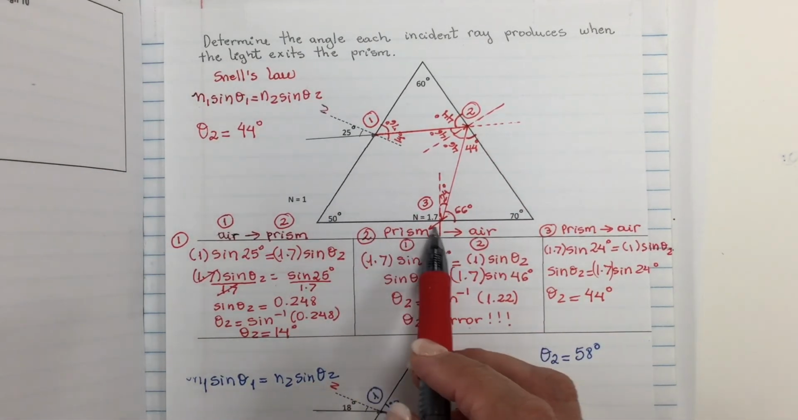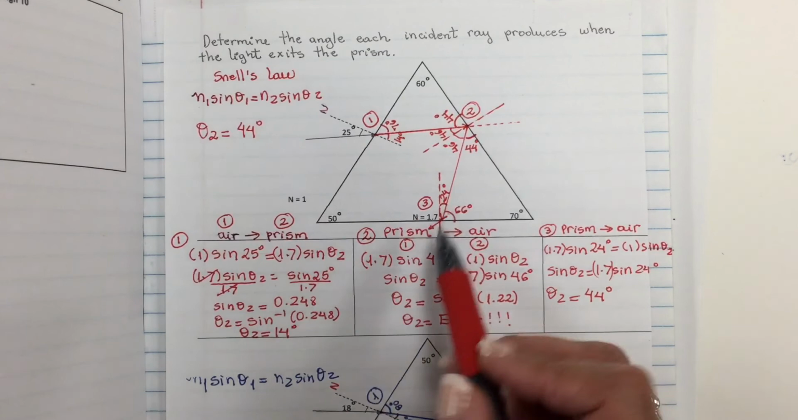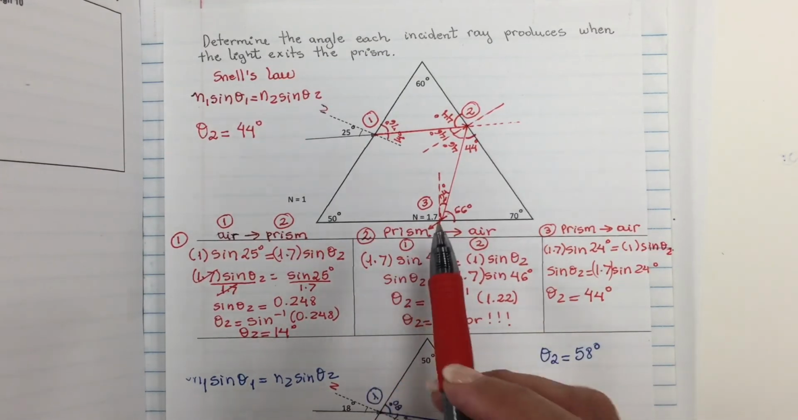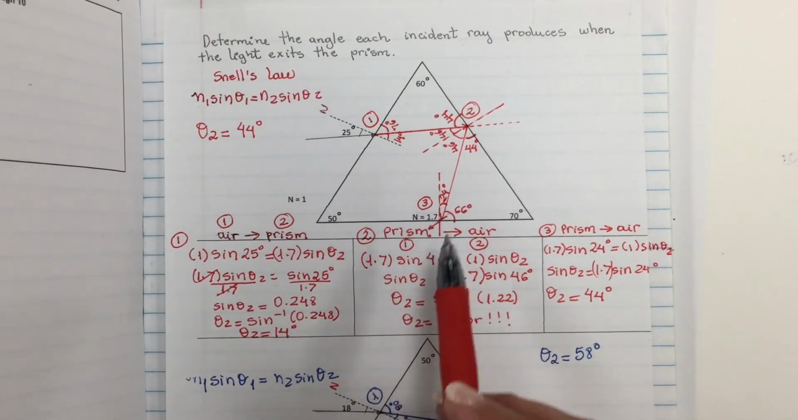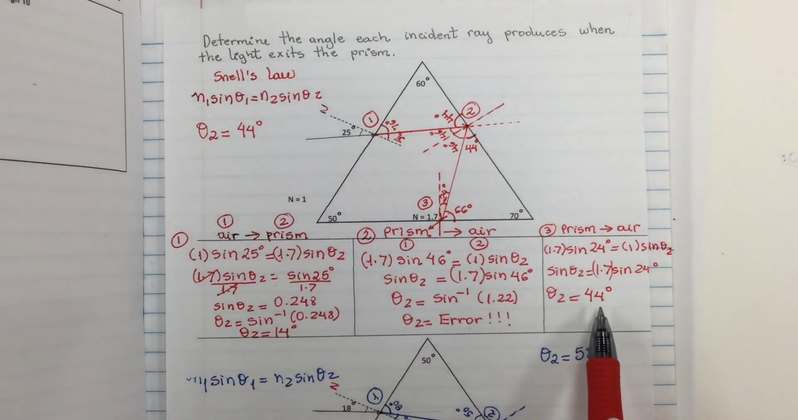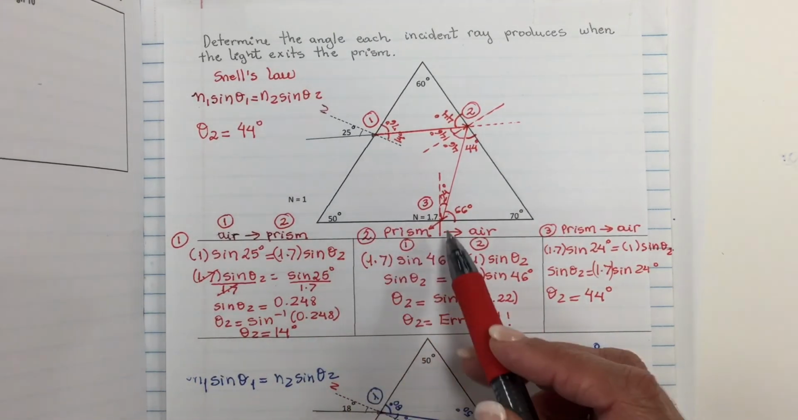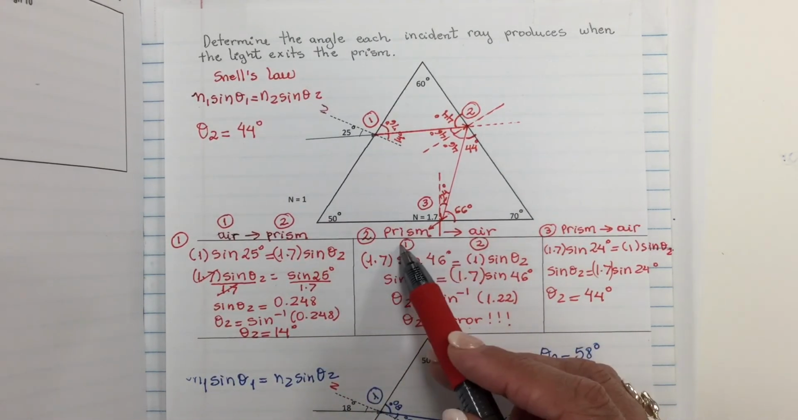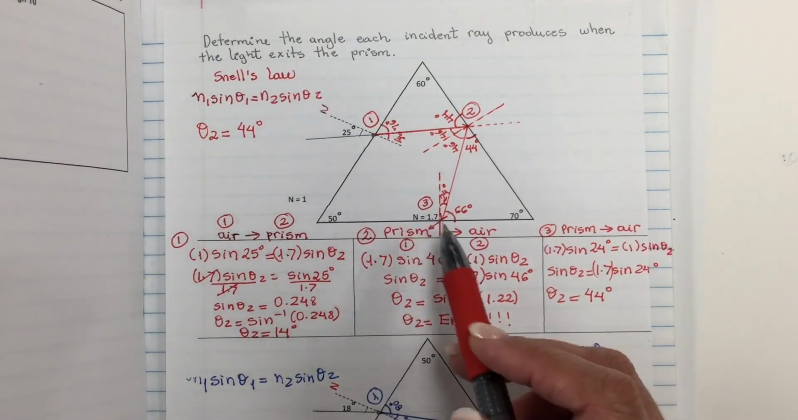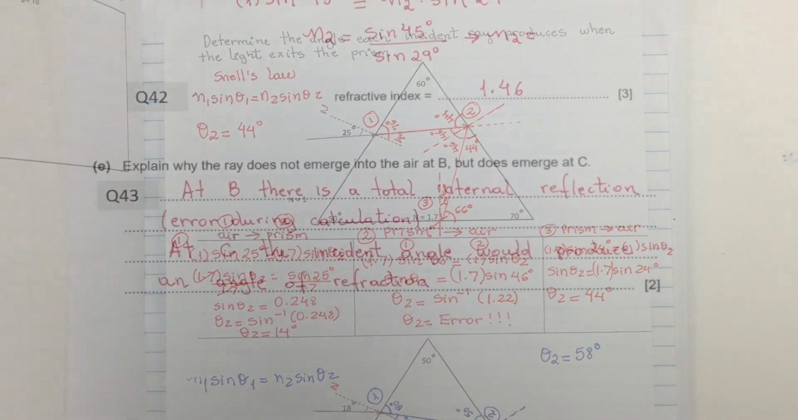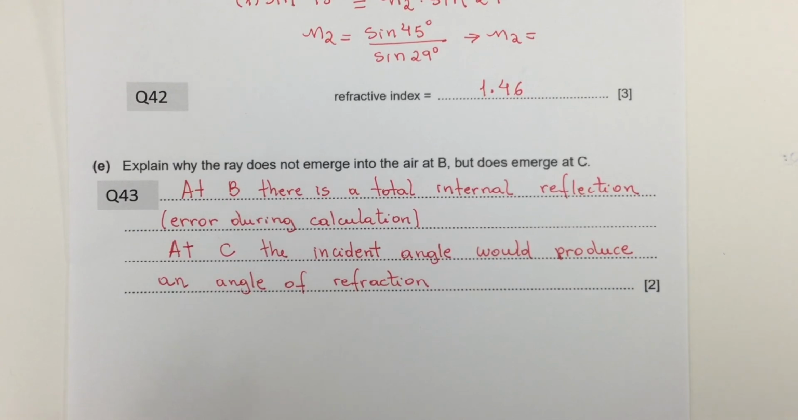But at the C location, this incident angle will produce a refracted angle. So that way the light can exit the prism at the location C. So this is all for these types of structured questions.